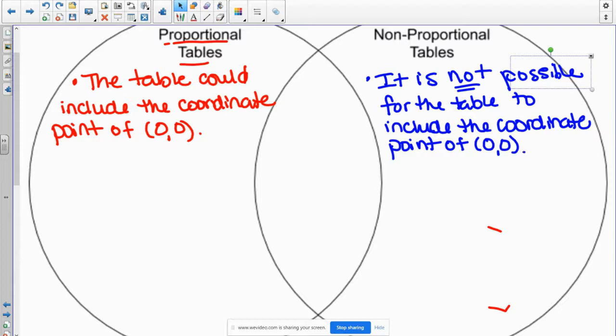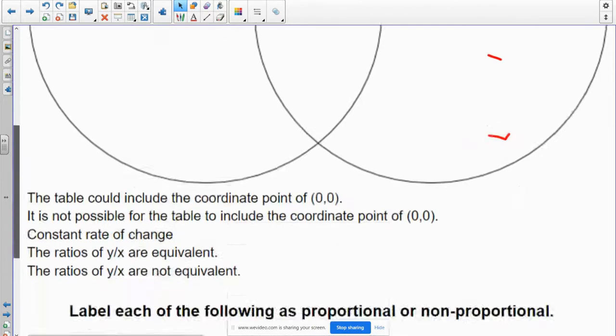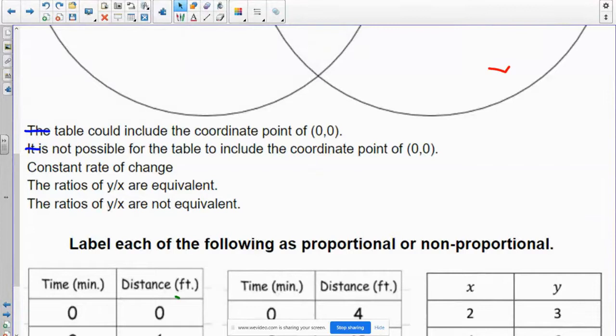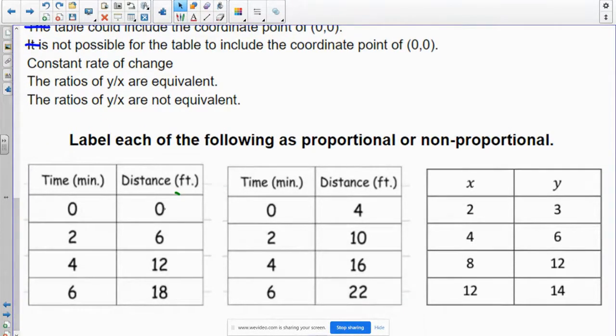Which again makes sense because if you go back to the idea of the graph, it doesn't go through the origin, which means it doesn't go through the point (0, 0). So it's not possible for the table to have the point (0, 0). The next two, so these two are done. Constant rate of change. So in a table, if we look really quick, constant rate of change means like this table is going from 0 to 6 to 12 to 18.